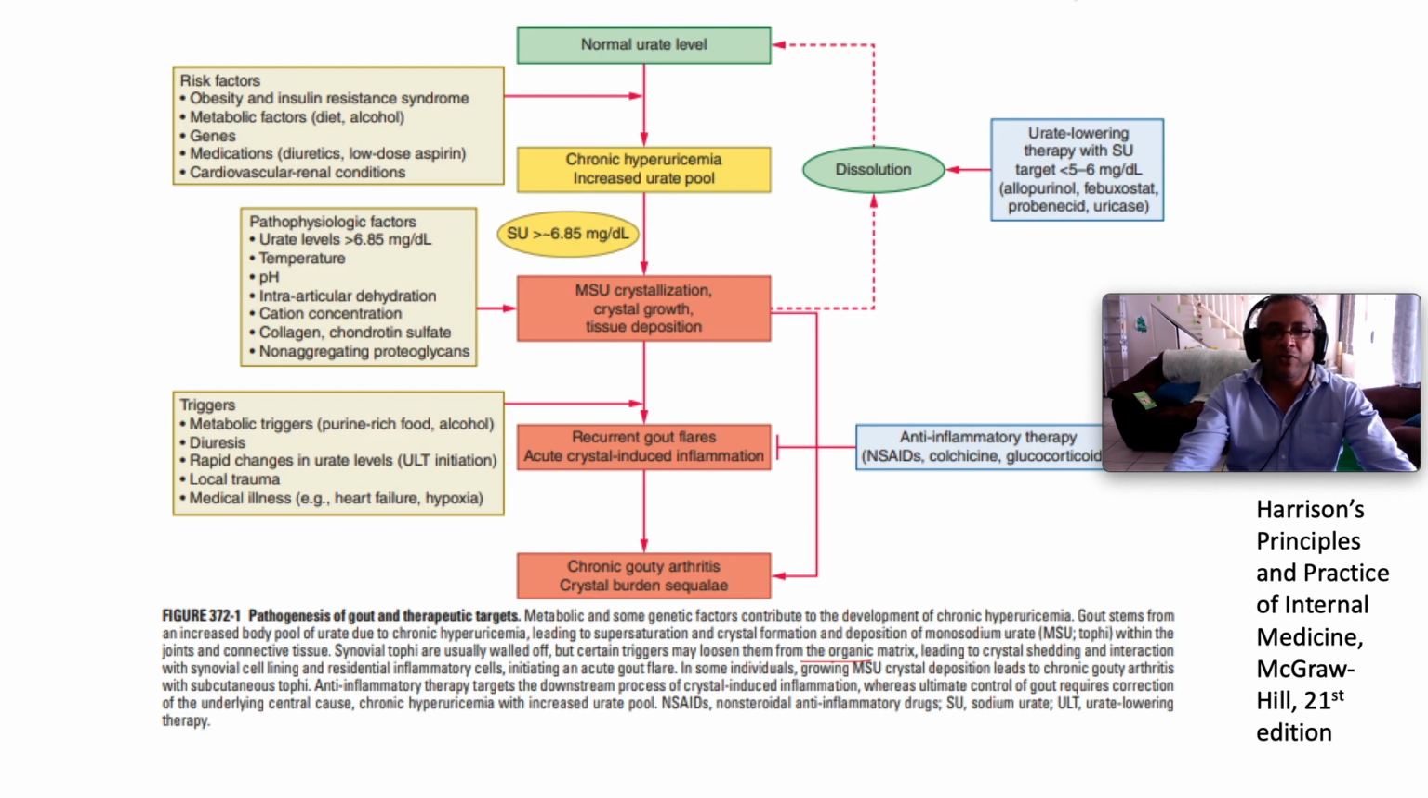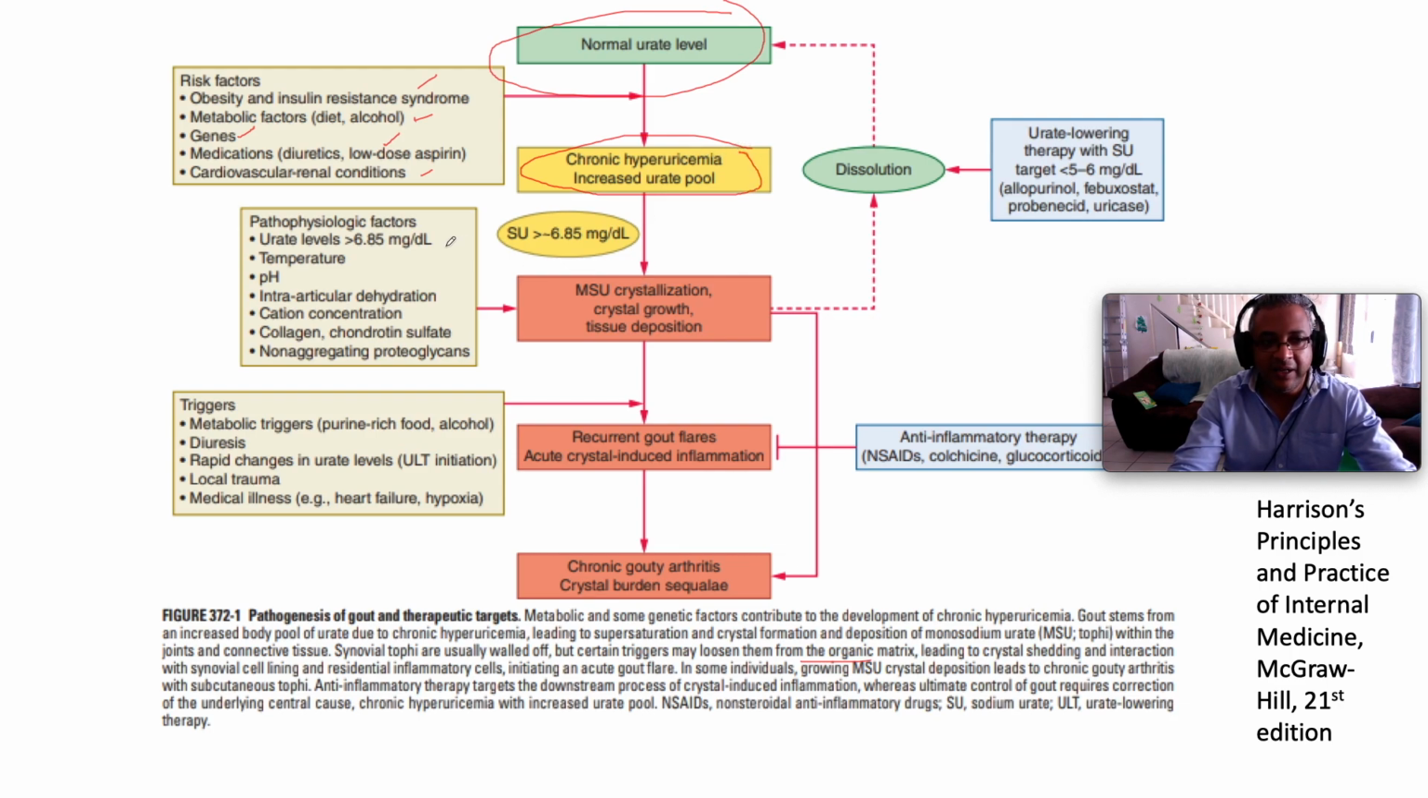Okay. So this is basically when you have a normal urate level. And in gout, obviously, if you have risk factors like obesity and insulin resistance, metabolic factors like diet and alcohol, too much red meat, genetic predisposition, certain medications like diuretics and low-dose aspirin, and cardiorenal conditions, you can have chronic hyperuricemia, which increases your urate pool, right?